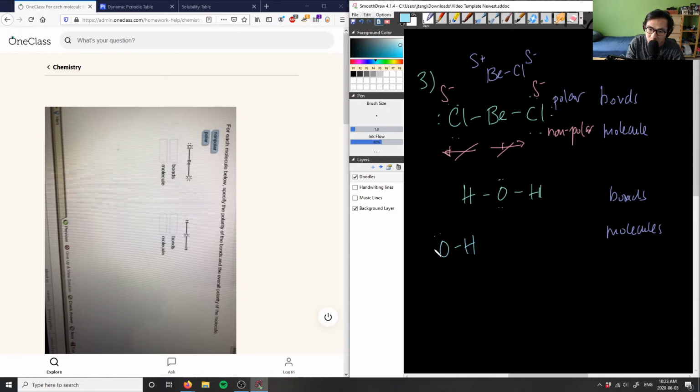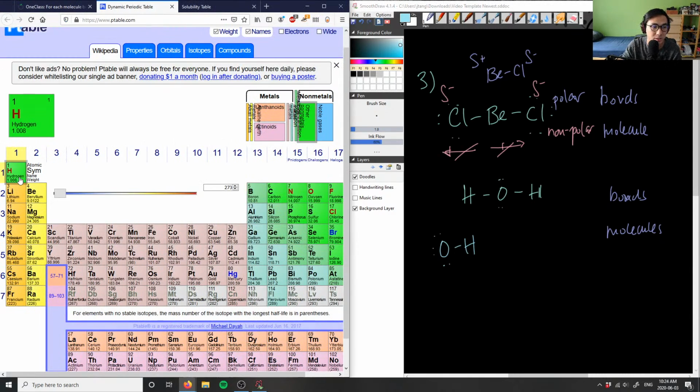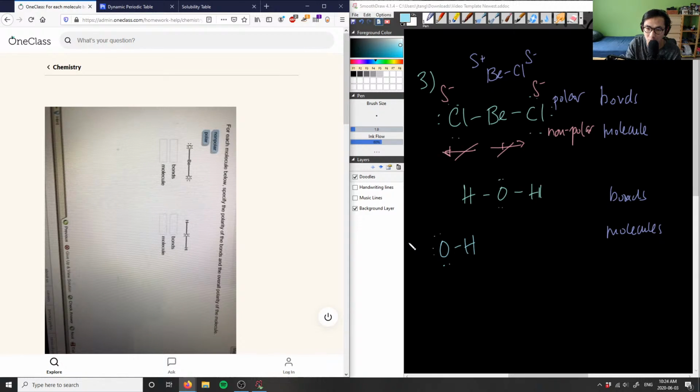And then we have oxygen with these lone pairs here. If you go back to your periodic table, hydrogen belongs here, oxygen belongs out here. Very, very big electronegativity difference. So the oxygen is going to pull electron density away from this hydrogen, which results in a polar bond.